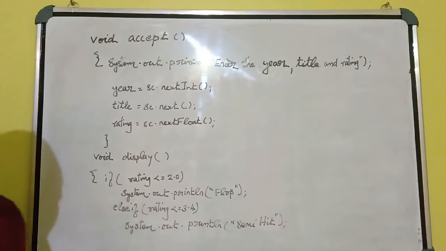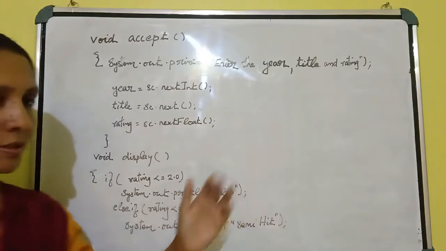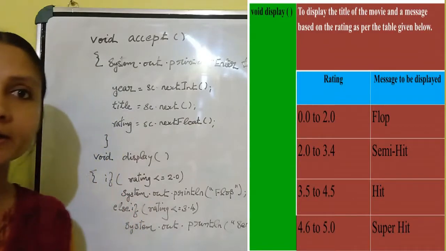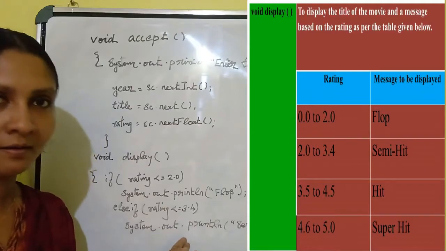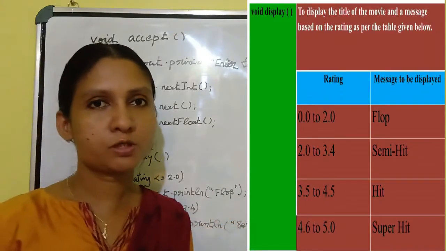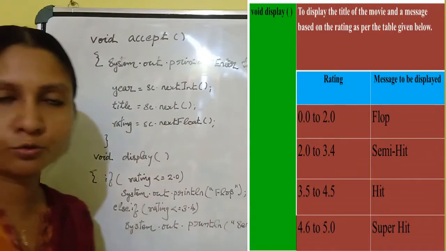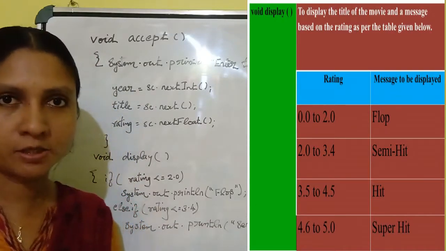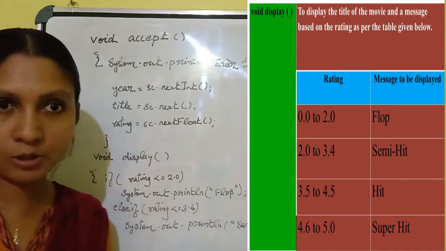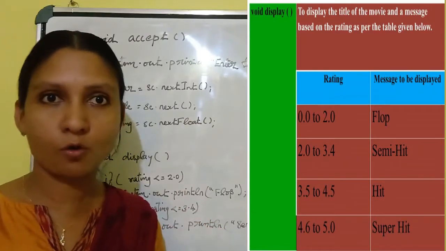What's the purpose of this function? Do you know? In the question they mentioned a table. According to that table, you have to write the conditions here. The first condition: if the rating is 0 to 2.0, you must print flop. Okay, then you have to give the message to the user as flop.